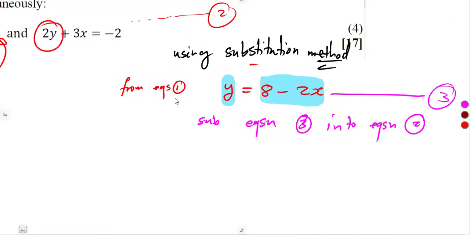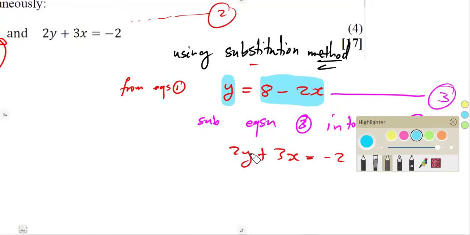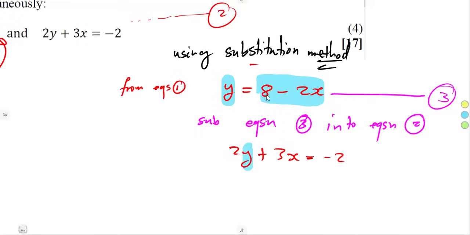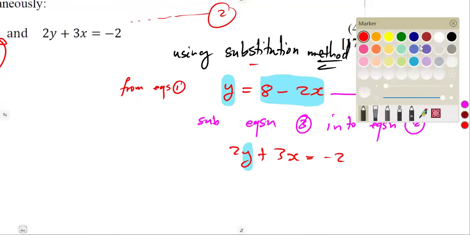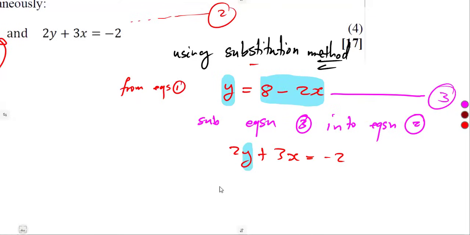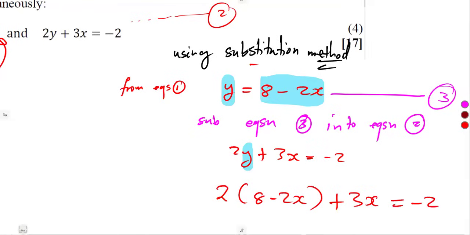So the question was 2y plus 3x is equal to minus 2. But where we see the y, we are going to put 8 minus 2x in place of that y. So it is going to be 2 into our y, which is 8 minus 2x, plus 3x. Here we do not have y, so it's just 3x as it is. That's equal to minus 2 as it is.